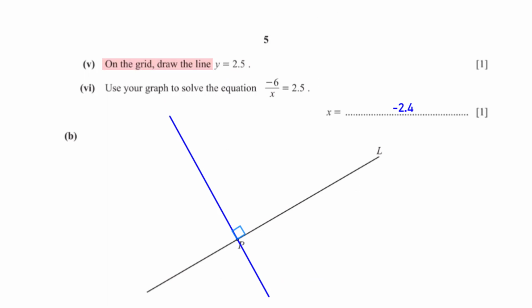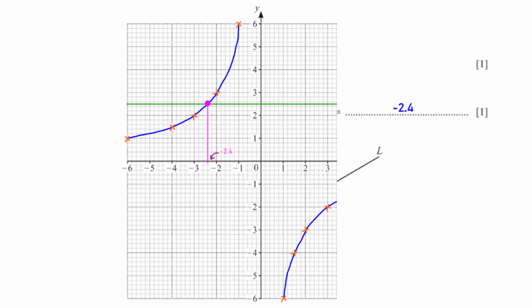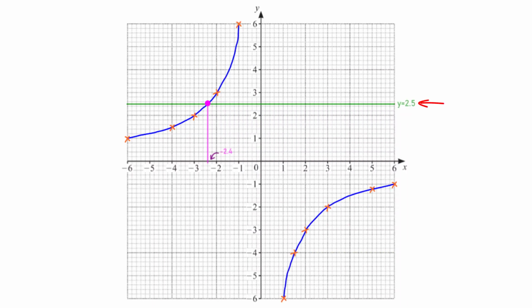On the grid, draw the line y equals 2.5. On the grid, we've drawn the line y equals 2.5, which is a horizontal line passing through 2.5 on the y-axis.